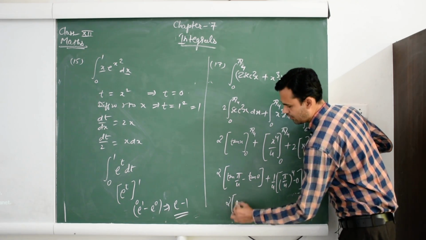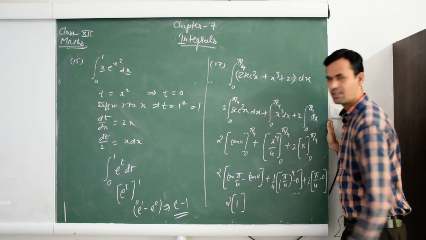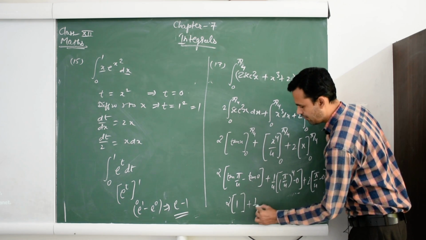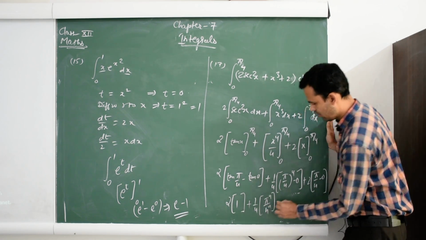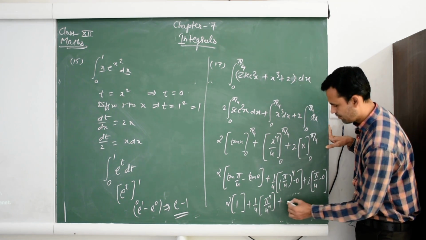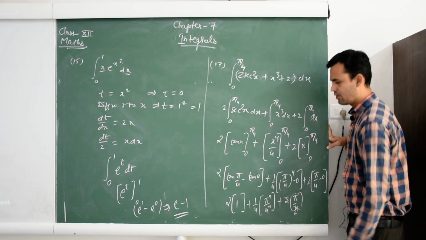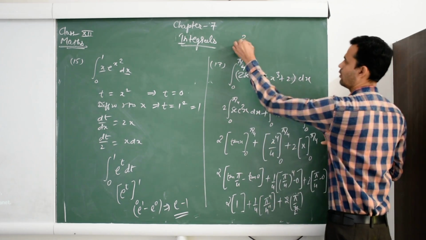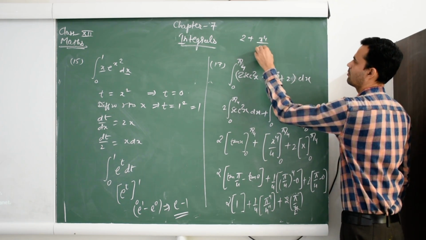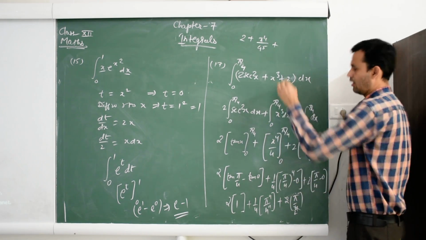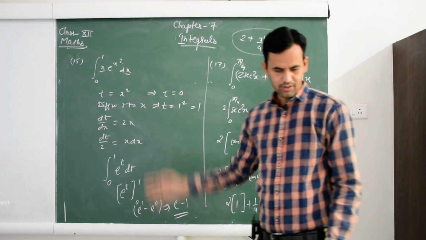We know that the value of tan pi by 4 is 1, tan 45 degrees is 1, and tan 0 is 0, plus 1 by 4, this is pi to the power 4 upon 4 to the power 4, plus 2 into pi by 4, this 2 cancels. So, the answer will be 2 plus pi to the power 4 upon 4 to the power 5 plus pi by 2. This is the answer of question number 17.